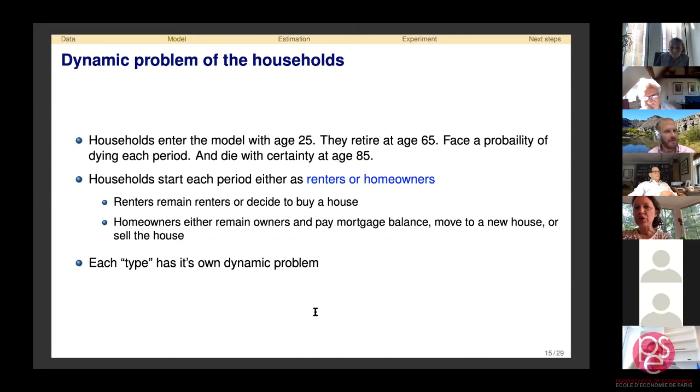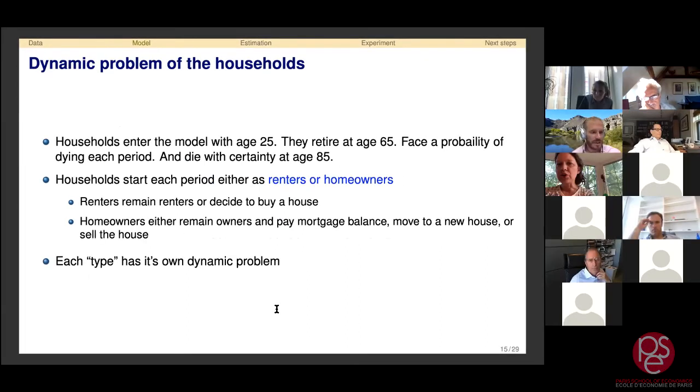The dynamic problem for a household is, the household enters the model at age 25, they retire at age 65, they face a probability of dying each period, but they die with certainty at age 85. So they start each period as a renter or a homeowner, and they can decide to remain a renter or decide to buy a house, facing transaction costs for this decision. And homeowners can either remain owners and pay a mortgage balance, move to a new house, or sell the house. We've also allowed for default in a previous version of the model. We're abstracting right now from default.